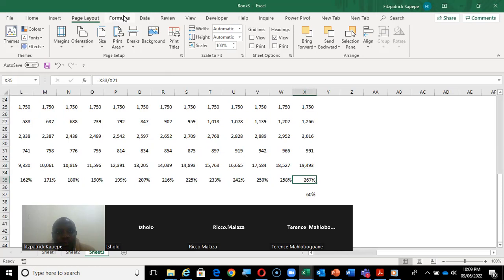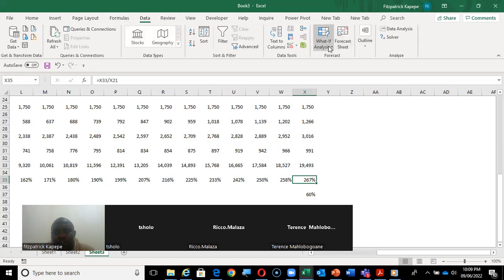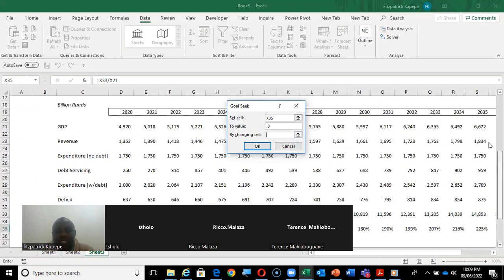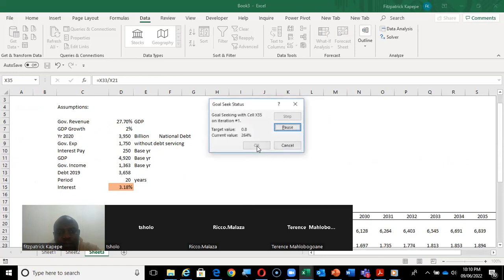So you go to data, you go to GOSIC. Your examiner wants to see whether you know how to use your GOSIC. So you go to GOSIC, you set the value to 0.8, which is 80%. You don't type 80, you type 0.8. When you're changing the cell, make sure the cell that you want to change has no formula in it. Otherwise, it refuses. So by changing this growth rate, that's okay.